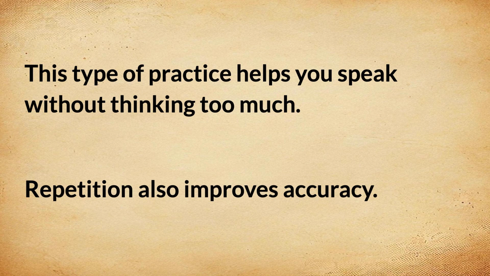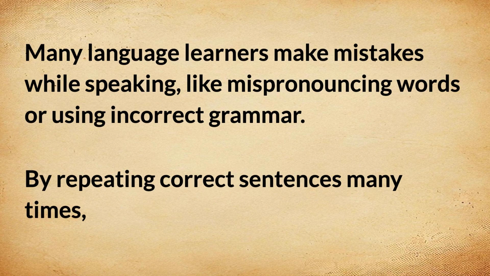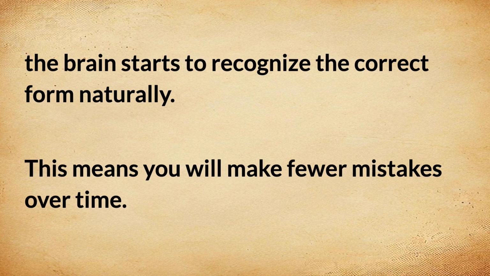Repetition also improves accuracy. Many language learners make mistakes while speaking, like mispronouncing words or using incorrect grammar. By repeating correct sentences many times, the brain starts to recognize the correct form naturally. This means you will make fewer mistakes over time.